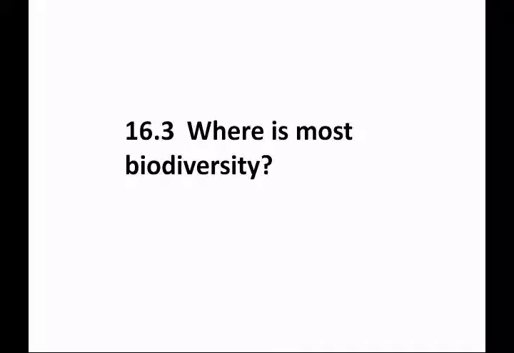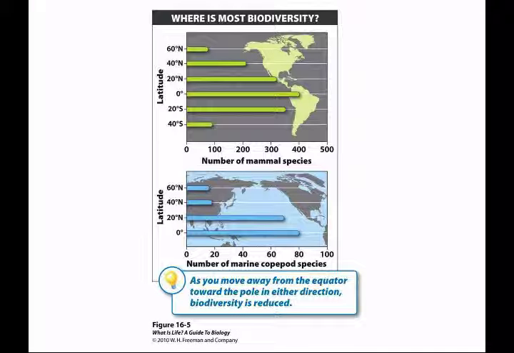So it would be a tropical rainforest. Most of the biodiversity is found there at the equator, which is where we would find most of the tropical rainforest. The most biodiversity, as you can see from this map, is going to be found right along the middle, right along the equator.